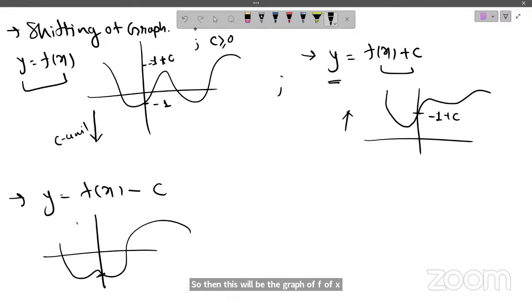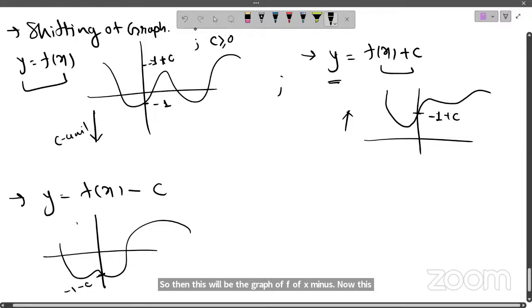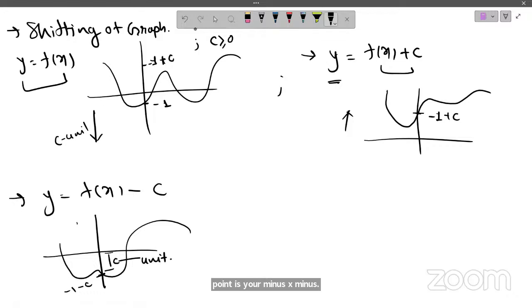Now this point is minus c, which is c units downwards. Is this clear to everyone? This is how you can shift a graph if there is a constant addition in the y coordinate. Now suppose I am adding something in x, that is, I am doing x plus c.